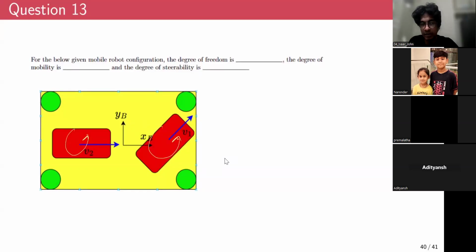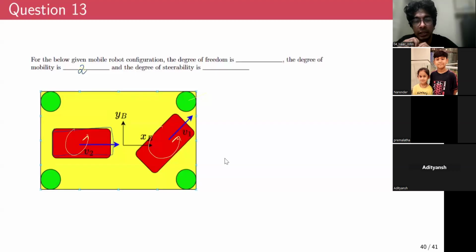These are also powered with their own individual motors. So each wheel has two inputs, one for steering, one for powering. And these green dots are simply caster wheels. They are neither powered nor steered. Just like shopping trolley passive wheels. So what is the degree of mobility? Any answers? 2. Degree of mobility is indeed 2 because we are giving two inputs to directly modulate the wheel velocities for the two wheels.